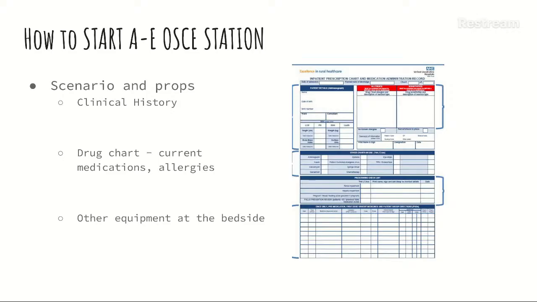So in the scenario, different unis do it differently, but you might be given a piece of paper that has a brief history on it. That just guides you slightly of where the scenario might take you. You might also be given a drug card, so have a quick look over that and see what medication they're already on, what they've had, and their allergies, because that might give you a hint of which way you need to go down. And then any other equipment, always look at what's on the bedside, because it might give you a hint that if it's there, you should be using it.